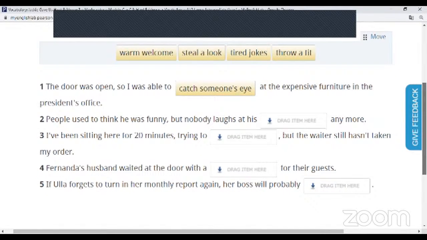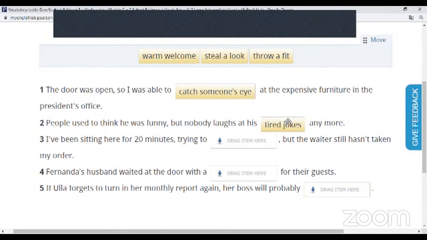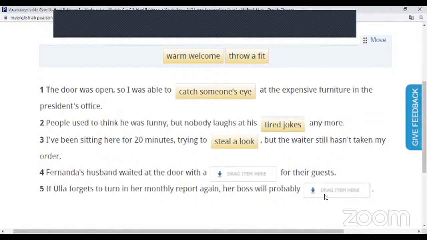Vamos a utilizar deduction. Number 2, Dolly. People used to think he was funny, but nobody laughed at his tired jokes anymore. Very good. Jokes, chistes, tired jokes, los chistes, chistes cansados, ya no son buenos. Good. Number 3, Oscar. I've been sitting here for 20 minutes trying to steal a look, but the waiter still hasn't taken my order. Okay, let's see. Number 4, Andres. Fernanda's husband waited at the door with a warm welcome for their guest. That sounds correct. Good.